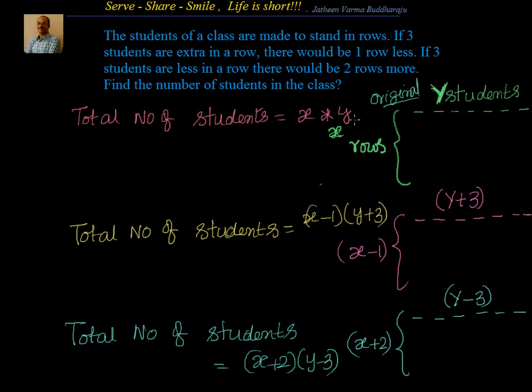So let us say this is my equation 1 and this is my equation 2 and this is my equation 3. Now what I will do, I will try to equate them, because all of them will have the same total.